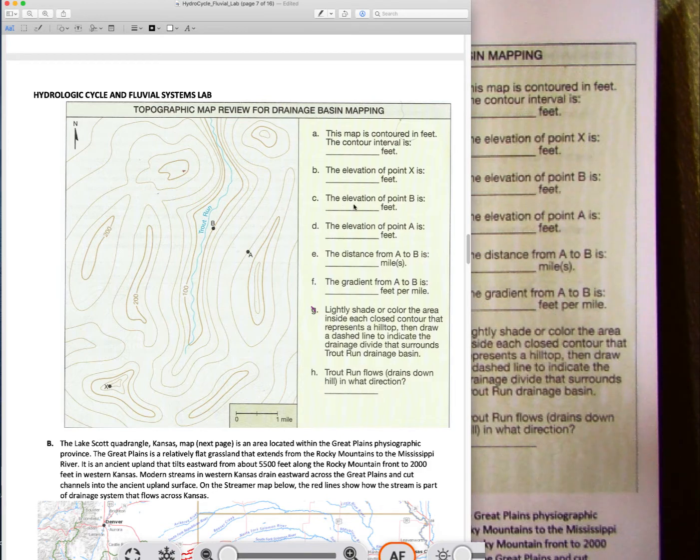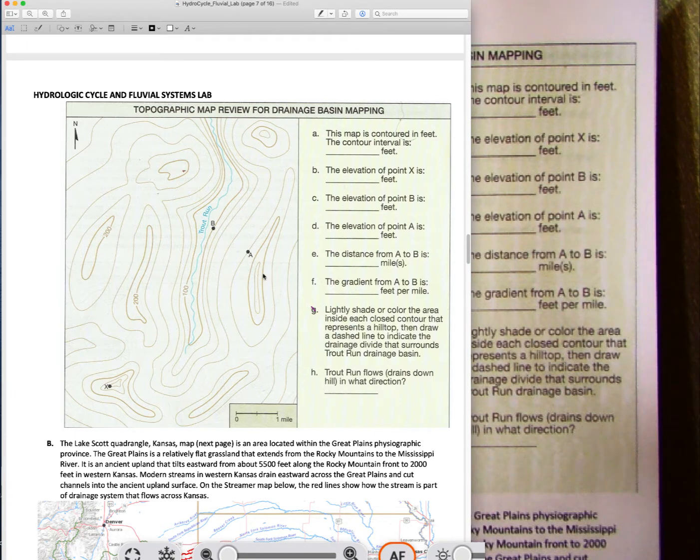And then elevation B is easy. That's sitting right on 100 feet. Elevation A, again, you've got to figure out your contour interval to figure out what A is. And then the distance between A and B, well, if you see the bar graph here, it's about 1 mile. They make it pretty easy here. That's 1 mile. And then to figure out the gradient, it's going to be the elevation difference, the rise over the run, right? So whatever elevation it is between A and B divided by 1 mile. And that'll be your gradient.